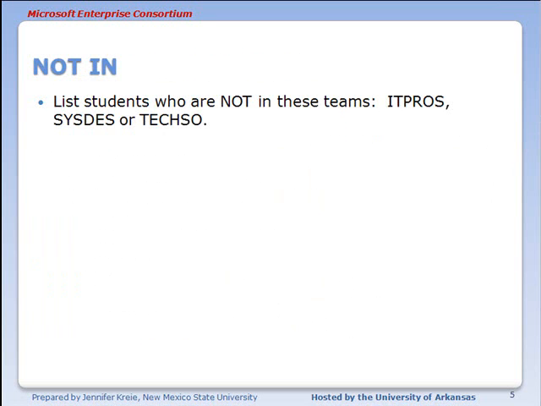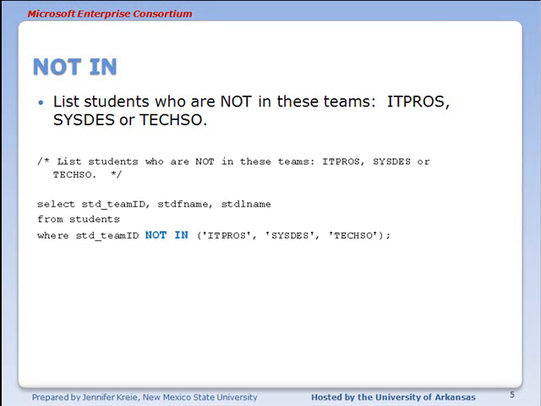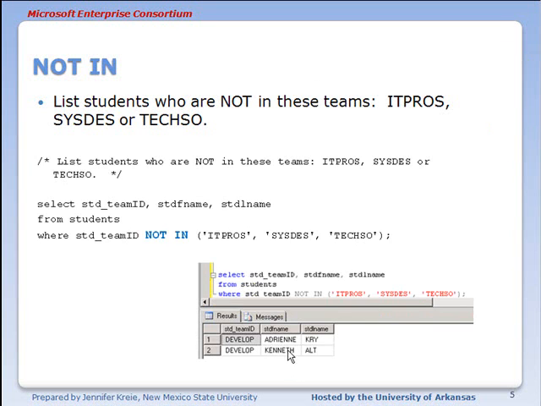You can quickly get the inverse result by simply adding the word not. List students who are not in these teams. So we add that syntax, and the result is we have 2 students who are in a team other than the 3 that we listed.